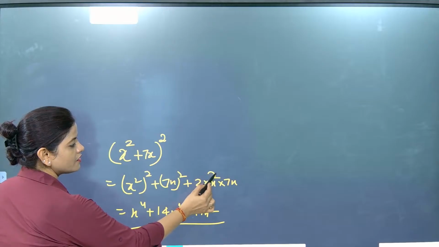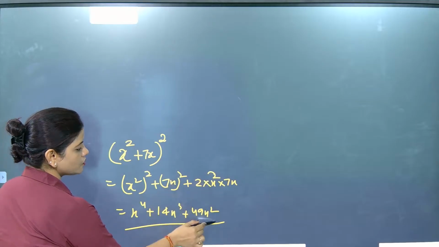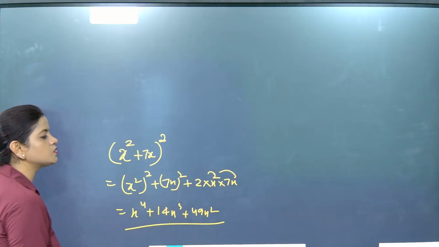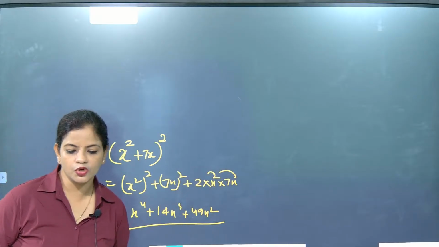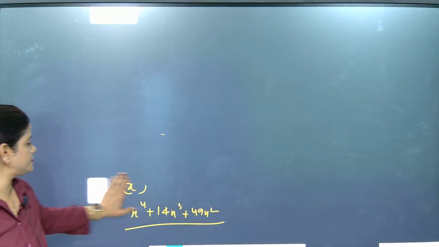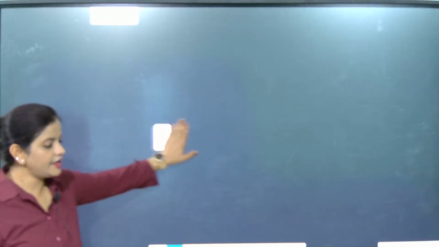Here 49 comes from 7 squared, and 14 from 2 sevens. X square into x will become x cube. I hope you have understood here. Now let's go for the next one. Ready for the next question?